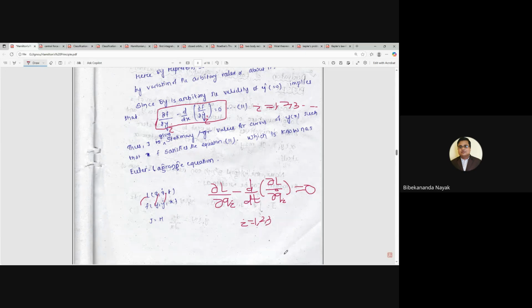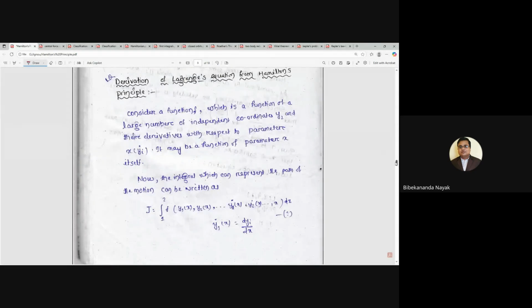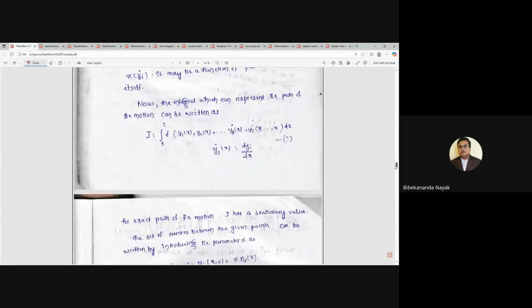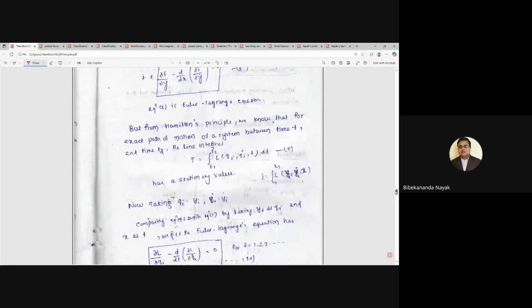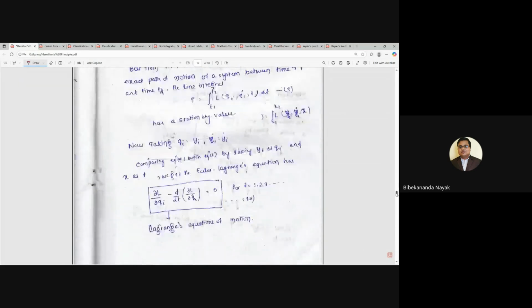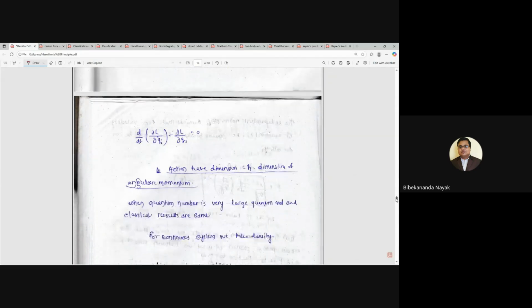Okay? Is it not? Are you getting my point? Yes, sir. This is the method of deriving Lagrange's equation. All the written steps, you have to take a look at. Derivation of Lagrange's equation, simply putting this we get. Next thing is some problems are asked from this section.